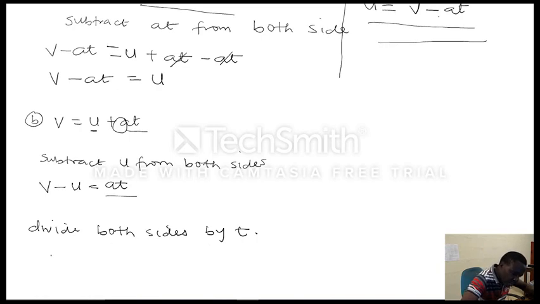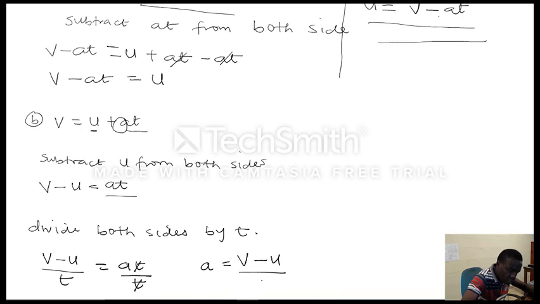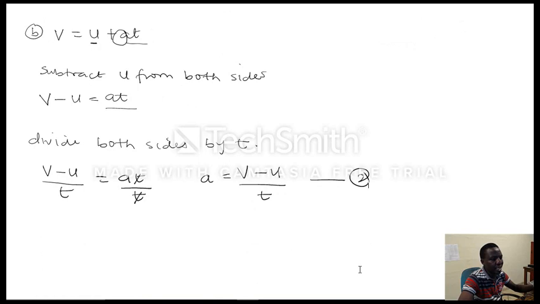So when you divide both sides by T, you're going to have V minus U over T is equal to AT over T. T is going to cancel T, and we'll then have A is equal to V minus U over T as our equation 2. So finally, we have made A the subject of the formula.